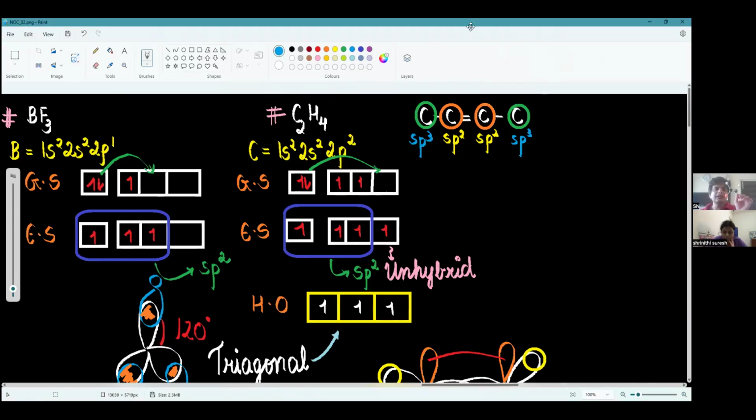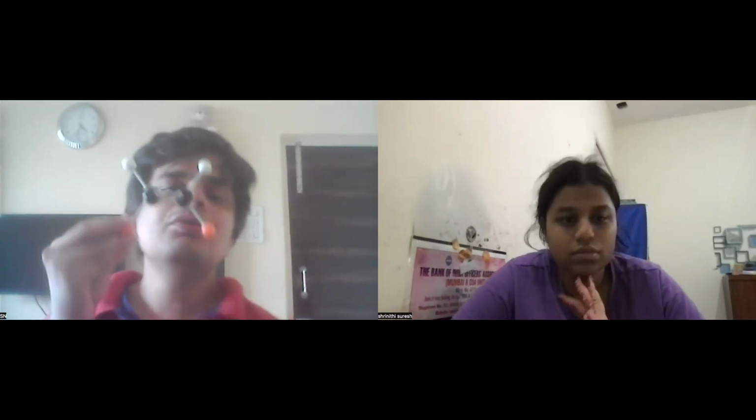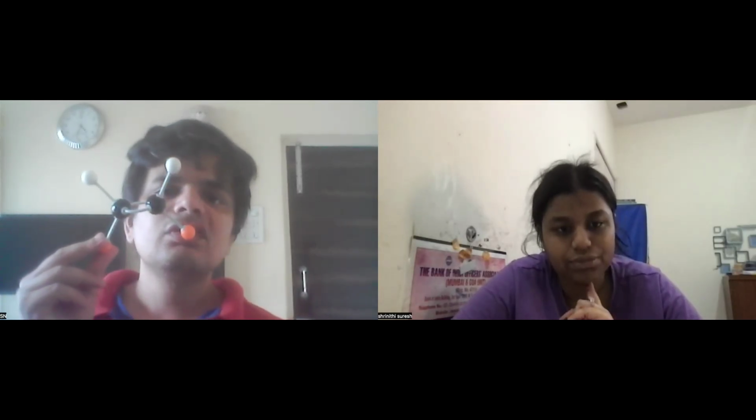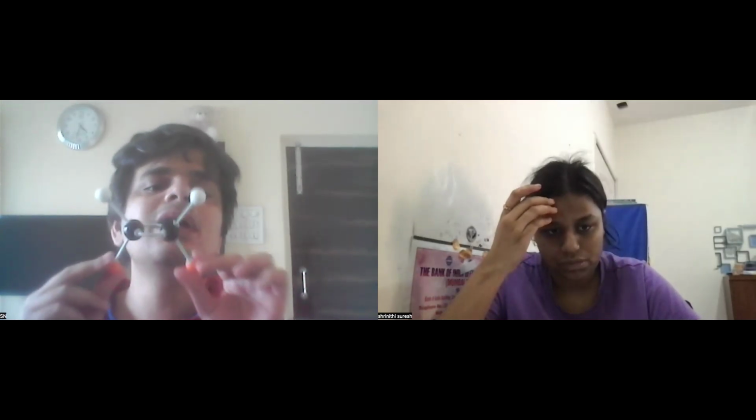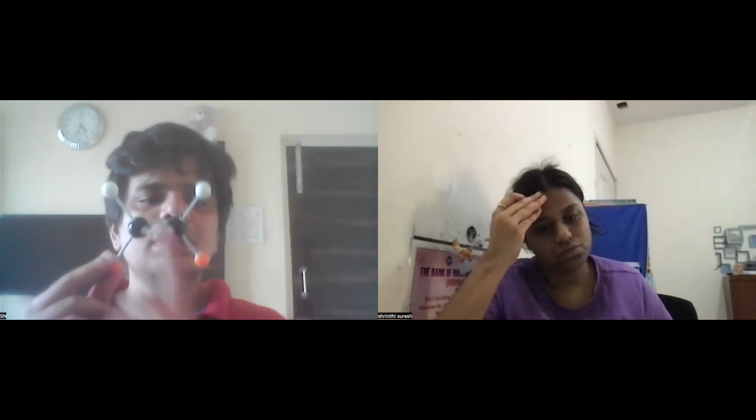So this is how alkenes are formed. The speciality of alkenes is that they have a double bond. Last time, I had shown you the structure of methane. It was tetrahedral. It was three-dimensional. This is two-dimensional. This is a triangular shape. Like this bond and this bond, they are in the same plane.